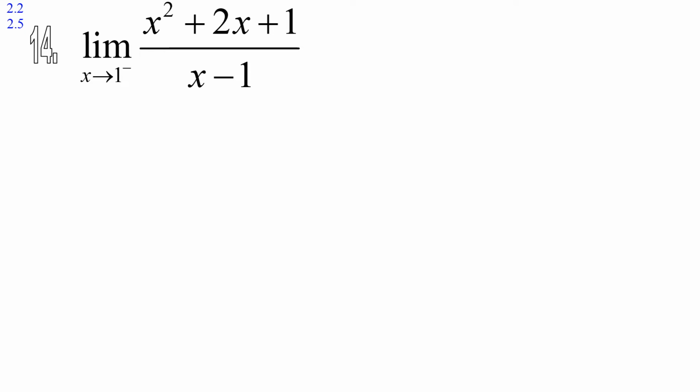Number 14, x squared plus 2x plus 1. Well, that cancels to x plus 1 quantity squared, but those factors don't factor with my x minus 1. So that tells me I'm going to have another vertical asymptote at x equals 1.